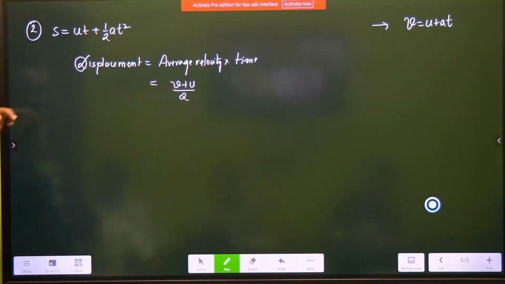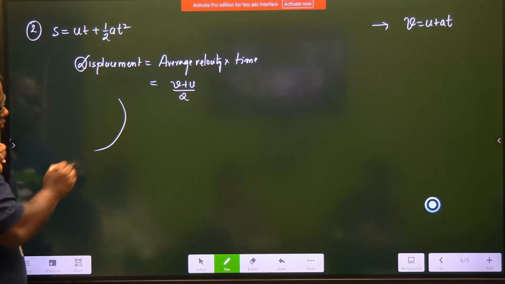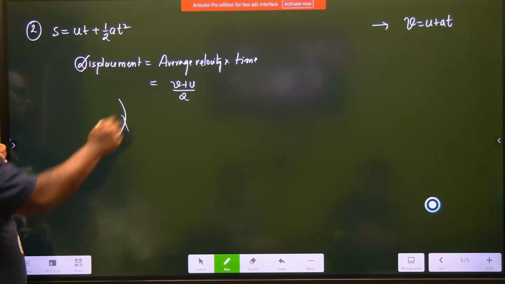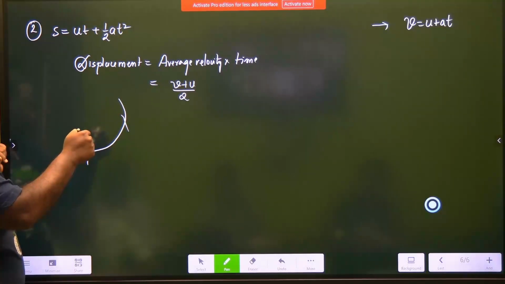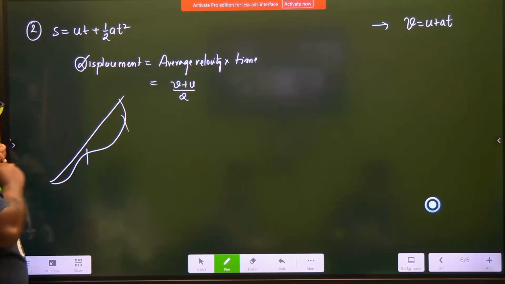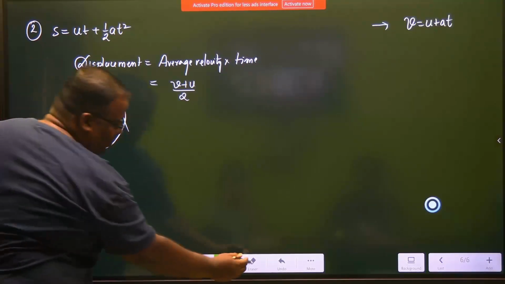Like in grade 11 and 12, you will find the velocity curve like this. They will take out one point here, one point here. Here you can't put this formula because here acceleration is not constant. If acceleration is constant, the graph would have come like this. Got it? You have to keep all this in mind.